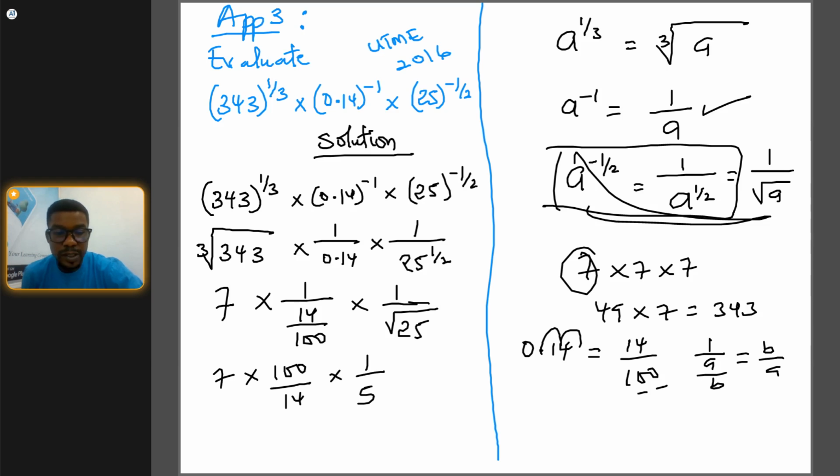Okay, so let's proceed to do some division. 5 here is 1, 5 in 100 is 20, and 7 here is 1, 7 here is 2. So we are left with 20 over 2. And 20 over 2 is 10. So the answer for that evaluation is 10.